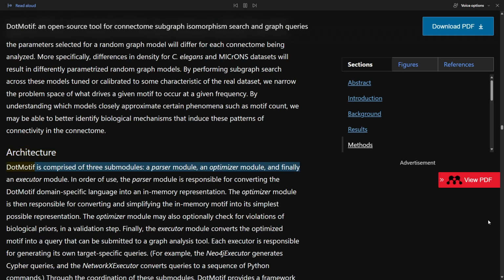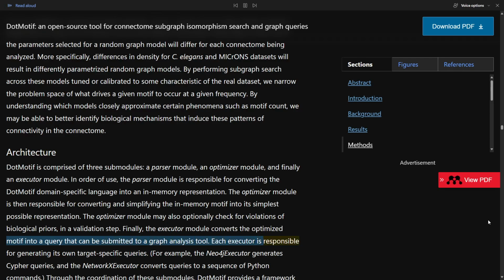Architecture. DotMotif is comprised of three submodules: a parser module, an optimizer module, and finally an executor module. In order of use, the parser module is responsible for converting the DotMotif domain-specific language into an in-memory representation. The optimizer module is then responsible for converting and simplifying the in-memory motif into its simplest possible representation. The optimizer module may also optionally check for violations of biological priors in a validation step. Finally, the executor module converts the optimized motif into a query that can be submitted to a graph analysis tool.